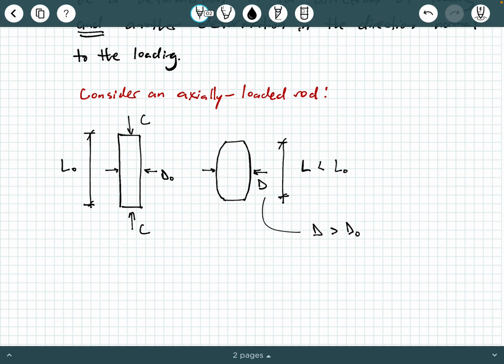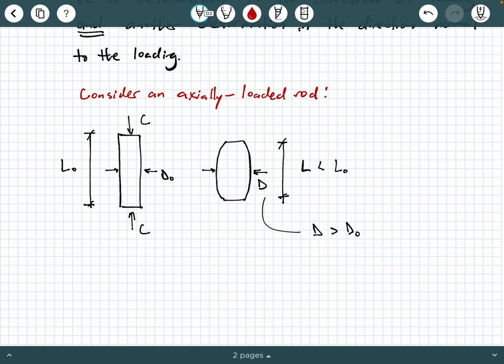So this is what we mean by the Poisson effect. You're going to have a deformation in the direction of loading, in this case axial compression or a shortening of the length, and then simultaneously you're going to have a lateral expansion or a bulging of the cross section, thus giving a diameter larger than the original diameter.